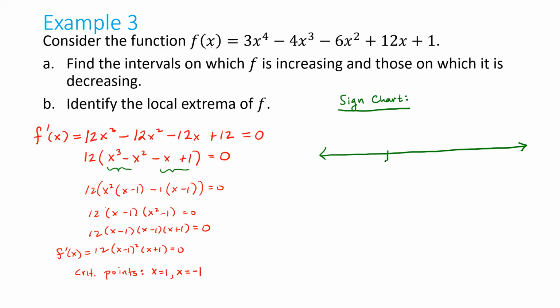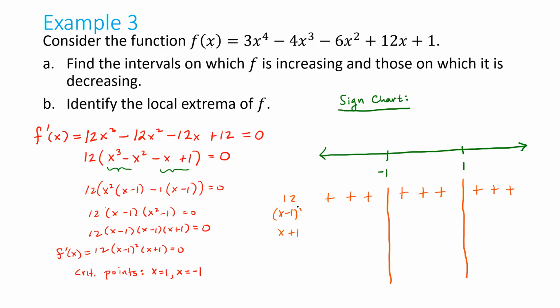Okay, we had the critical points at -1 and +1. Let's see, so we've got these three factors. So I'll do it the way I did it a moment ago. In the previous example, we got 12, x minus 1 squared, and x plus 1. Notice that 12 is always positive, so we can just go through and put positive everywhere.